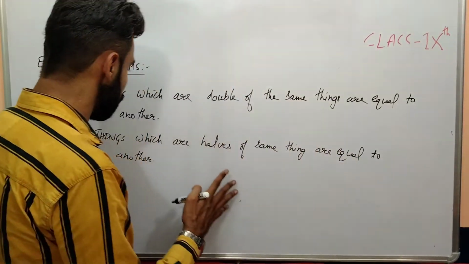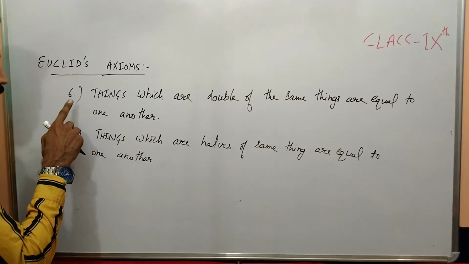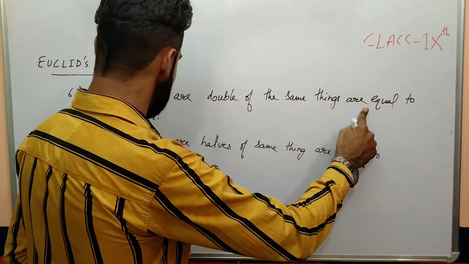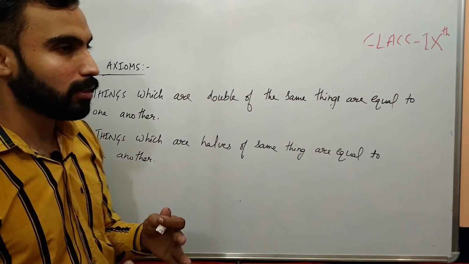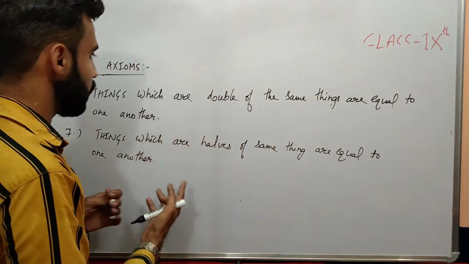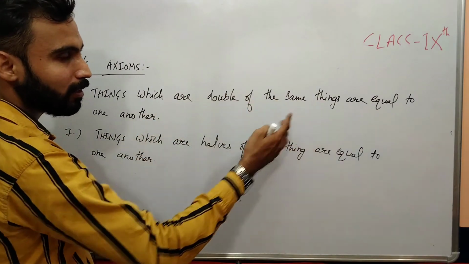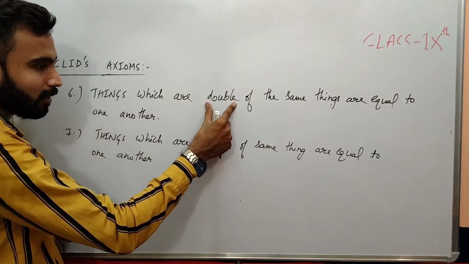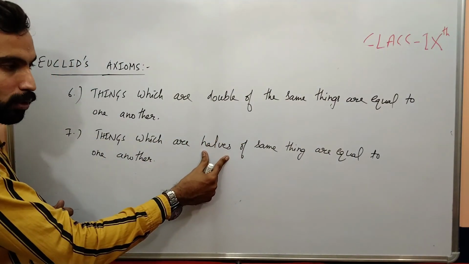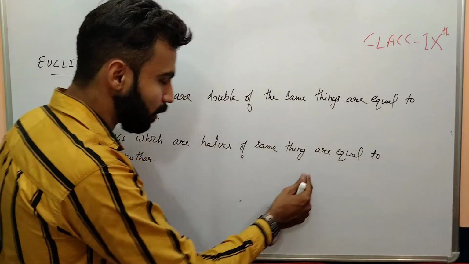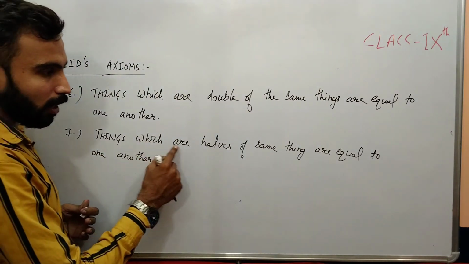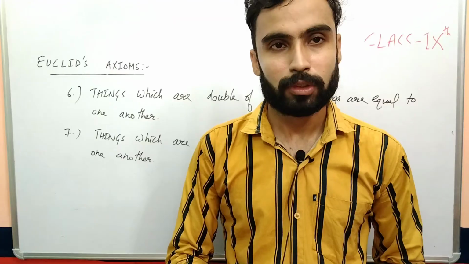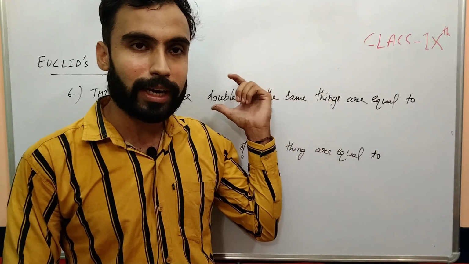So students, moving on to the last two axioms here. The sixth one says things which are double of the same thing are equal to one another. Now it's clear that if I take two things which are double of the same thing, then definitely they are going to be equal to one another. A similar case exists if I halve both things from a respective thing. So the last one says things which are half of the same thing are going to be equal to one another. So this was all about the Euclid axioms.